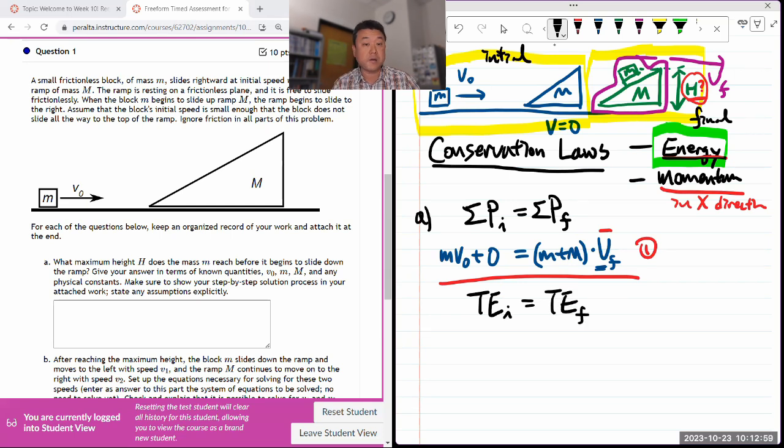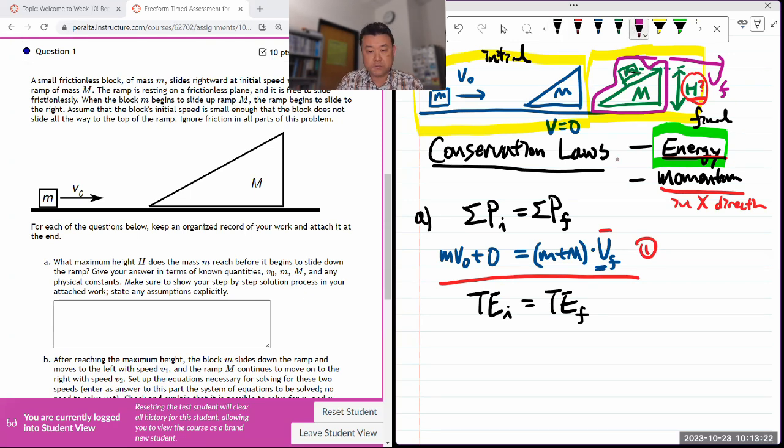So this is the part where it's a little bit different from the typical sticking collision scenarios you've solved for. In a typical sticking collision, your energy was not conserved. But here, somehow, you are going to include this gravitational potential energy and make it so that energy is conserved. So let's finish writing this out.